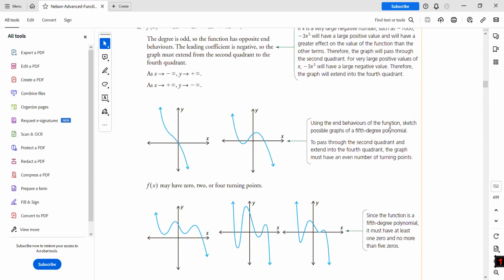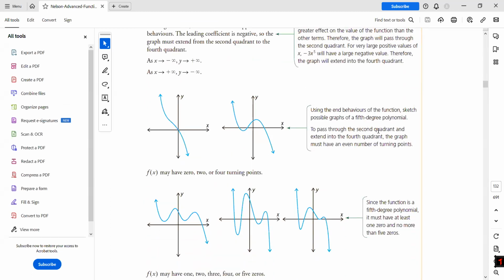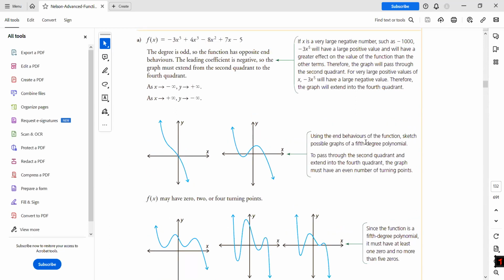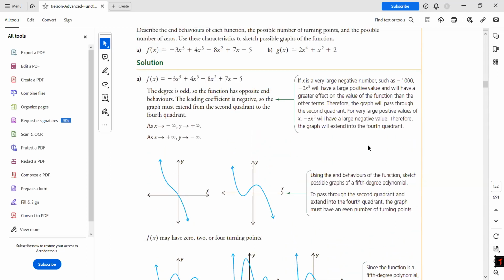Using the end behaviors of the function, sketch possible graphs of a fifth degree polynomial. To pass through the second quadrant and extend into the fourth quadrant, the graph must have an even number of turning points. Is that correct? It should either have no turning points, or it should have an even number of turning points.